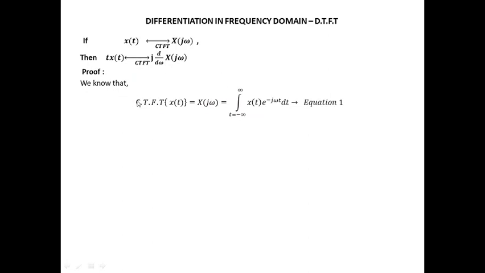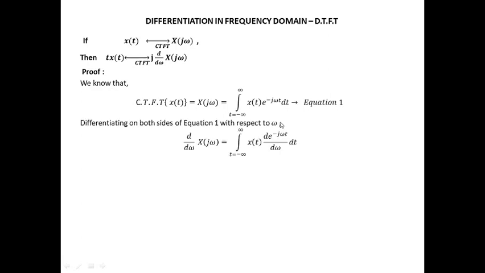Here we know the CTFT of x(t), as usual we know the formula. To prove this, we are differentiating. CTFT of x(t) equals X(jω). Note that we need d/dω, so we are exploiting this. We differentiate on both sides with respect to ω. Here, which factor is dependent on ω? The one that is dependent is e^(−jωt). When you differentiate with respect to ω, you will be getting −jt, which we are taking as common.